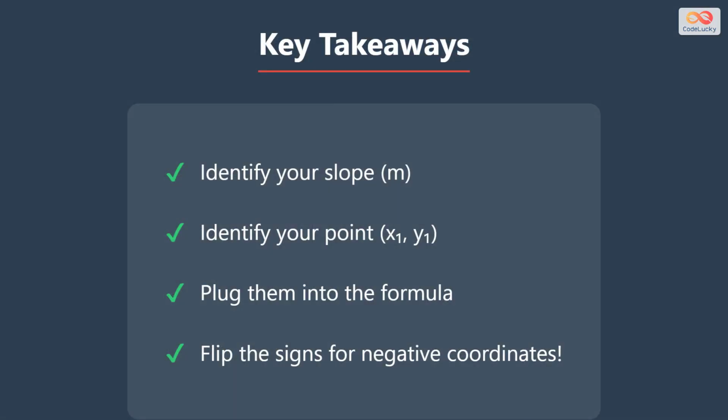To recap, writing equations in point-slope form involves 4 simple steps. Identify your slope, identify your point coordinates, plug them into the respective spots in the formula, and finally, be very careful to flip the signs if you are plugging in negative coordinates.